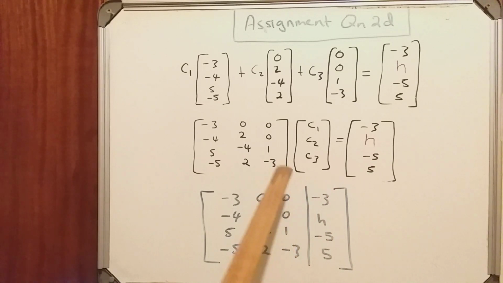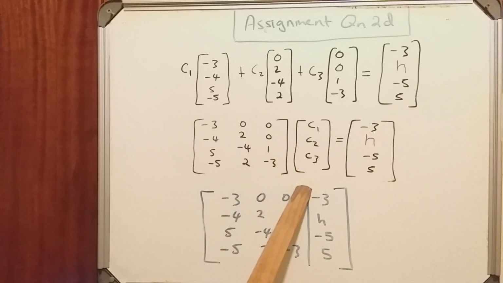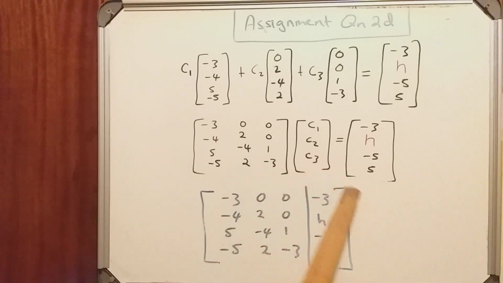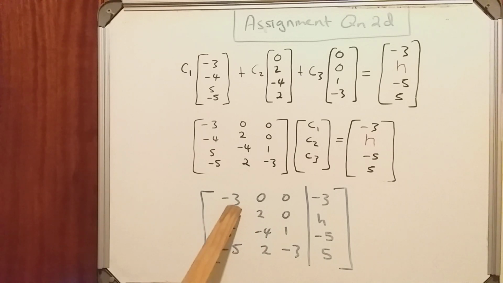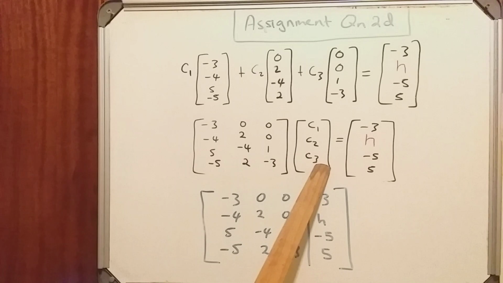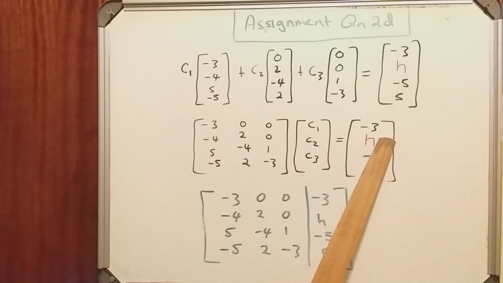So we know we can reduce this into an augmented matrix, whereby we put a line here, then we make operations on this augmented matrix until we find the reduced row echelon form on the left hand side, so that we're able to solve for the values of C1, C2, and C3, so that we're able to find the value of H.